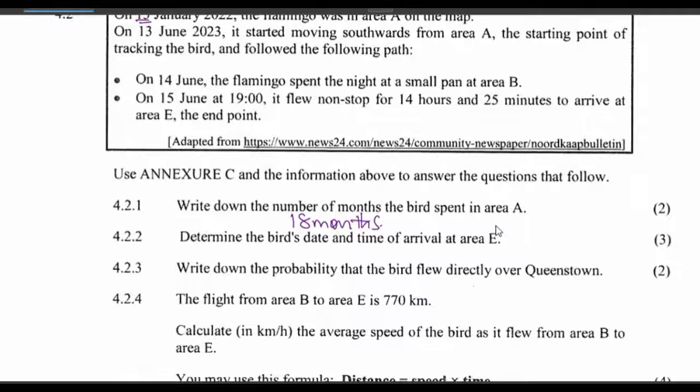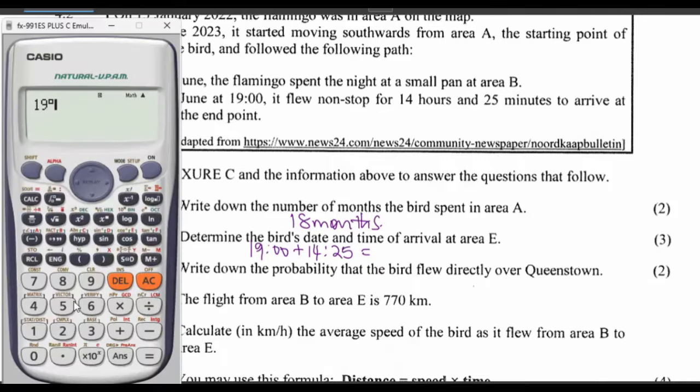Date and time of arrival. Now, if it flies for 14 hours from 19 hours, meaning we're going to add 19 hours plus 14 hours 25 minutes. When we add them up, you will see that we get a weird number, but don't worry.